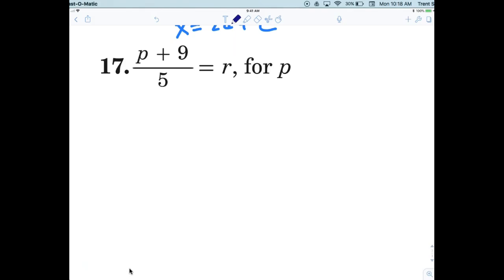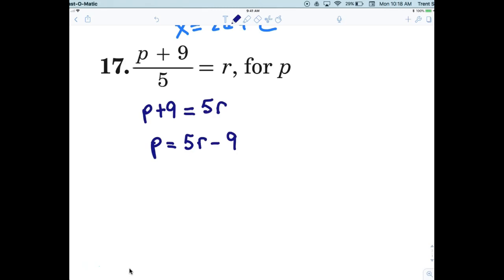Now 17. How do I get rid of divided by 5? Multiply by 5. So we're going to have p plus 9 equals 5r. Now you take minus the 9. So p is equal to 5r minus 9. P equals 5r minus 9.